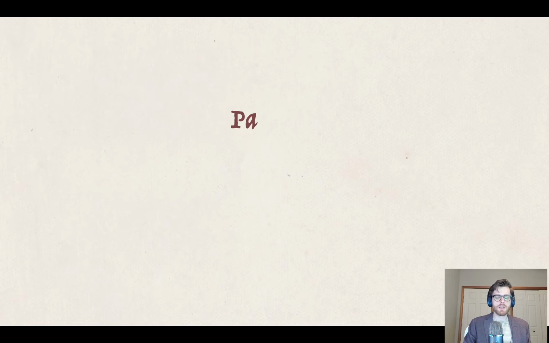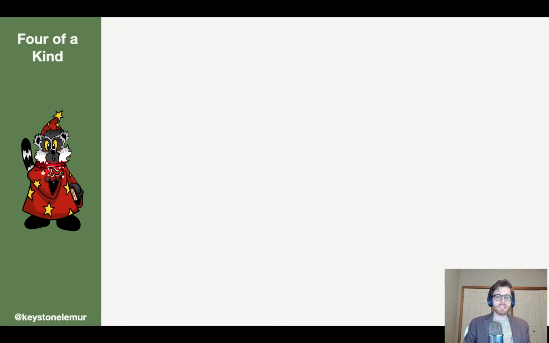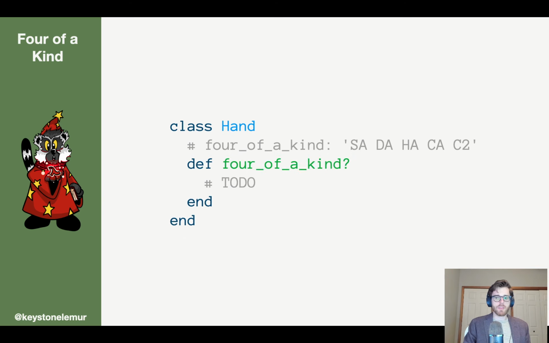Next up is four of a kind. Now, just like the name implies, this means four of the same ranked card. Going back to our hand, we'll start with an example of four aces. Ace of spades, diamonds, hearts, and clubs. And define a predicate method, and then match against all of our cards.